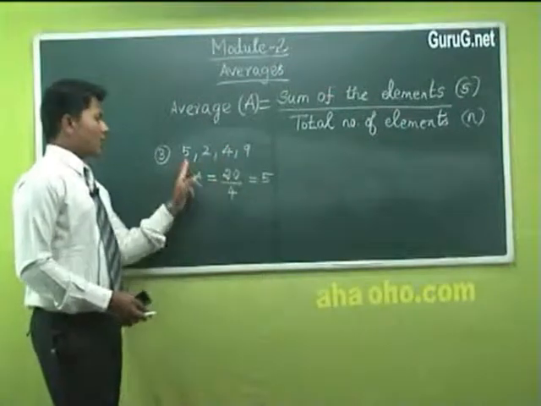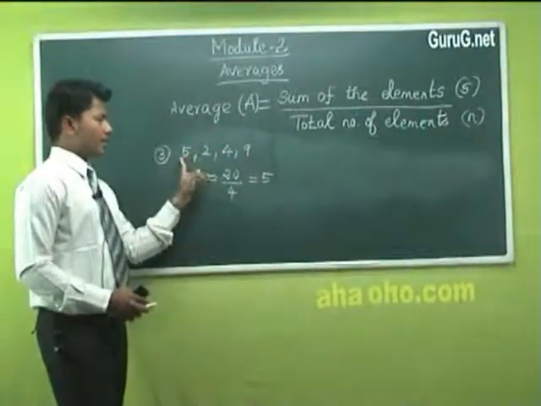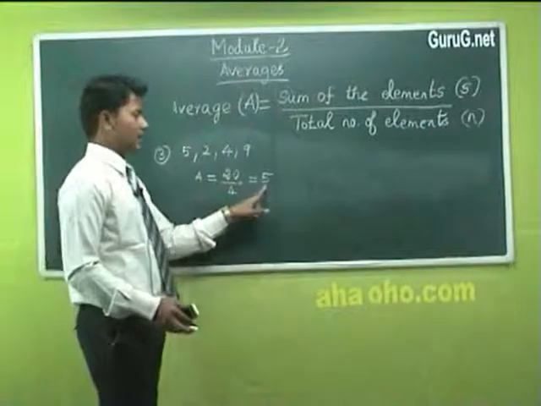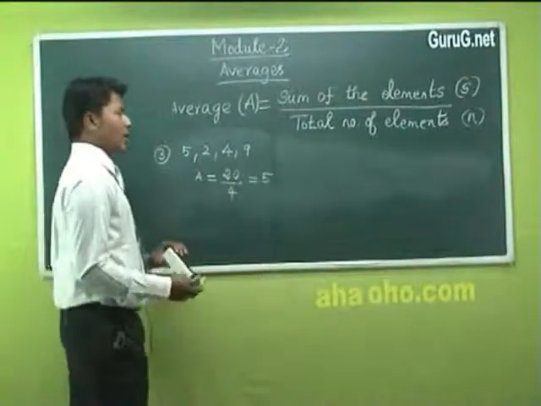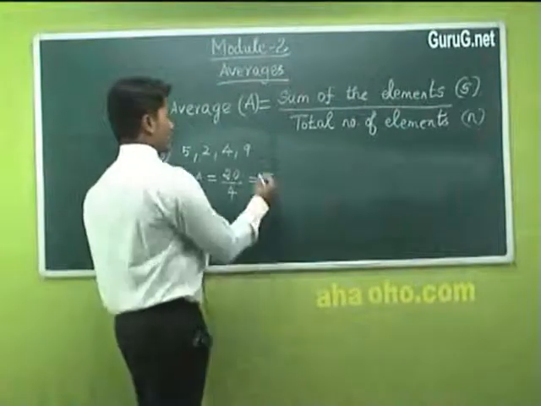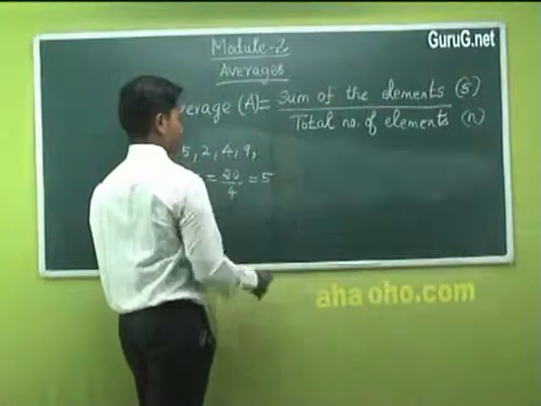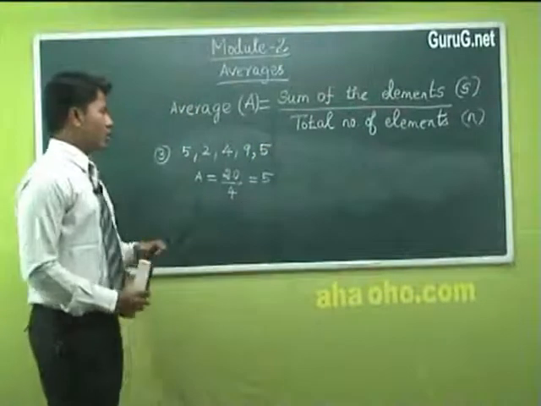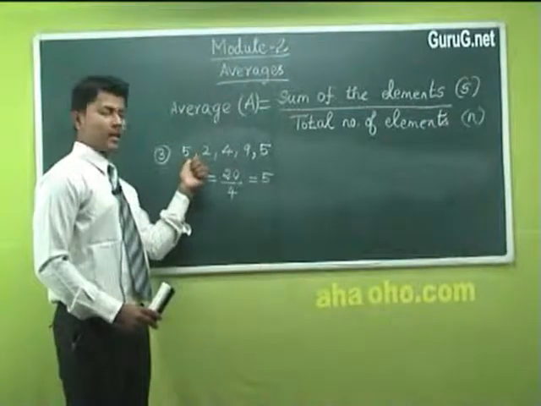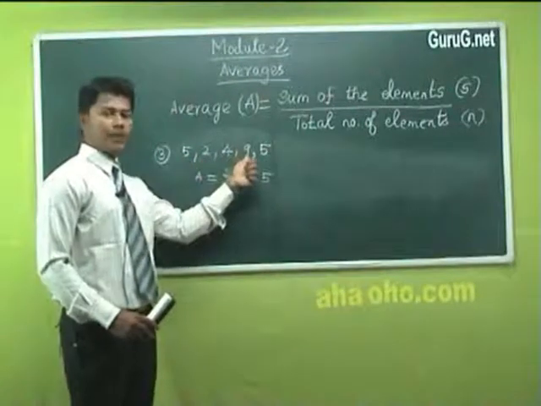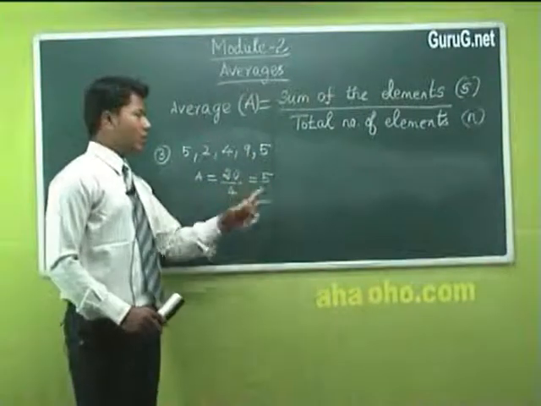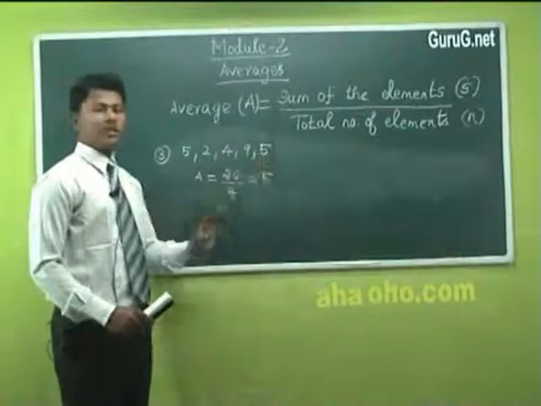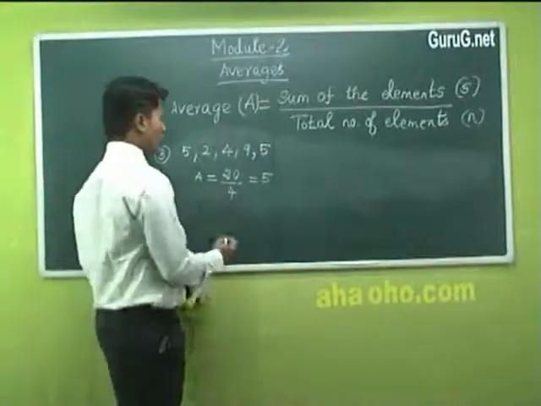Another important fact in average: you are given, say, 4 values, 5, 2, 4 and 9. You are asked to find the average, so find the sum. 5 plus 2 plus 4 plus 9 is 20, divided by 4. The average is 5. Now you are adding another value, say 5. Previously you have been considering the elements 5, 2, 4 and 9. Average was 5. Now you are adding another element to this set, say 5. What will be the new average?